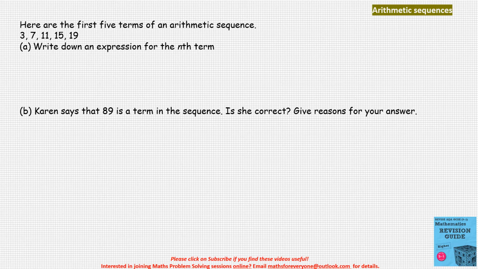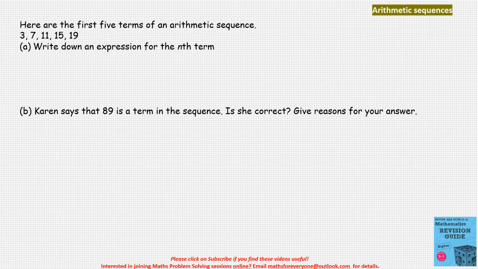So the first question is, here are the first 5 terms of an arithmetic sequence: 3, 7, 11, 15, 19. Write down an expression for the nth term. The next question says, Karen says that 89 is a term in the sequence. Is she correct? Give reasons for your answer. So the first part, what do we do here?